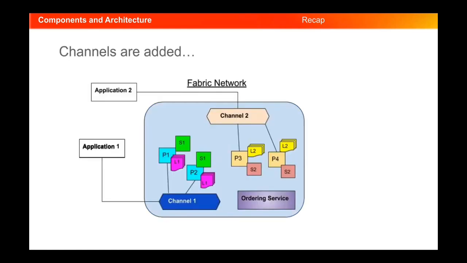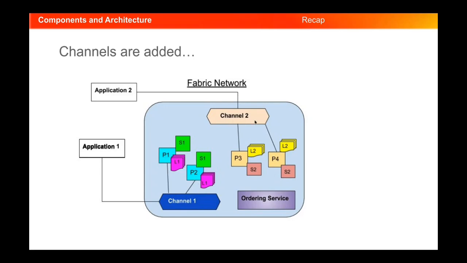Now in this section, we are going to introduce some more components. In the previous slide, we saw only the smart contract and ledger. In this slide, we have introduced channel, application, and ordering service. As you can see, channel 1 is associated with P1 and P2, and application 1 is connected to channel 1, which is internally connected to P1 and P2.